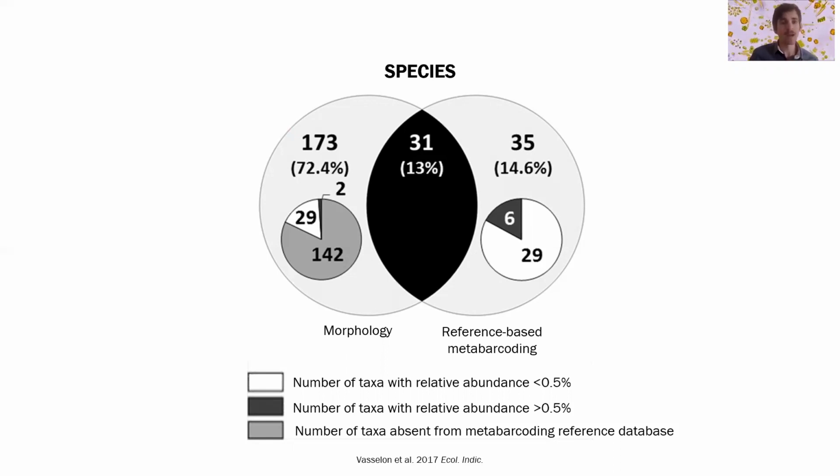So when we compare morphology to reference-based metabarcoding as far as the species composition returned, we find that in this one study 13% of the taxa were shared, but that there were 173 unique taxa to morphology and 35 unique taxa to DNA. And this was based on OTU grouping. But you can see this 142 here is the number of morphospecies that were not present in the reference database. So there was no way you could have recovered those 142 taxa in reference-based metabarcoding.